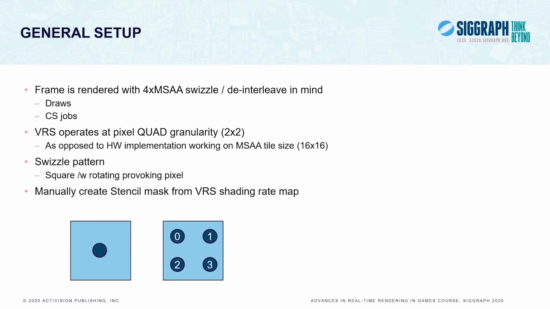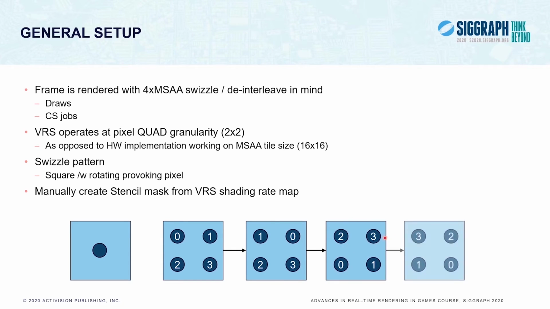Swizzle patterns are used throughout multiple frames. We basically, instead of the standard pattern where you have a single subsample per pixel, we use 4 subsamples in a single MSAA pixel. And every frame, we rotate those samples. So after 4 frames, we had 4 rotations. This is to help with temporal stability and add more detail from frame to frame.